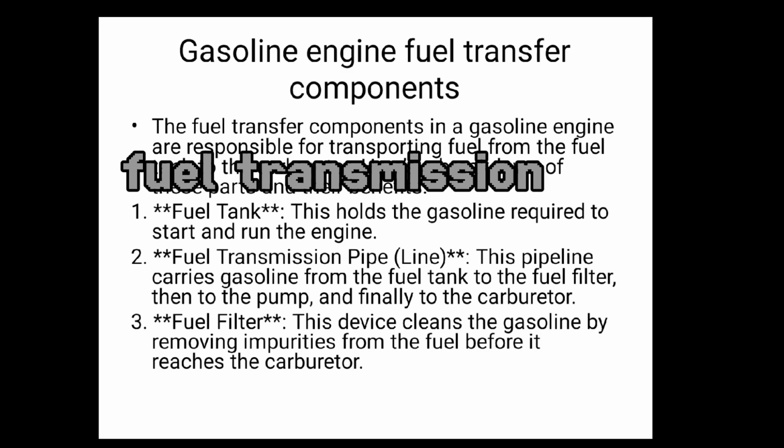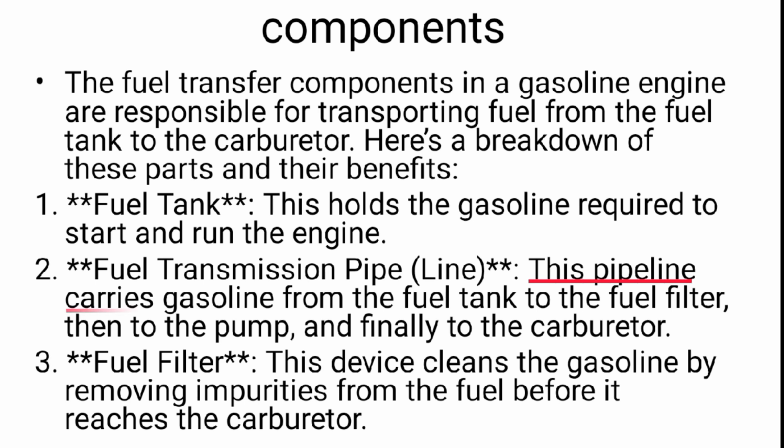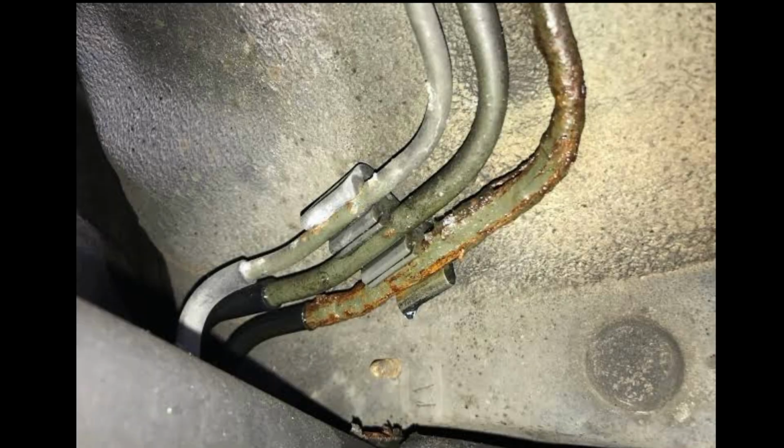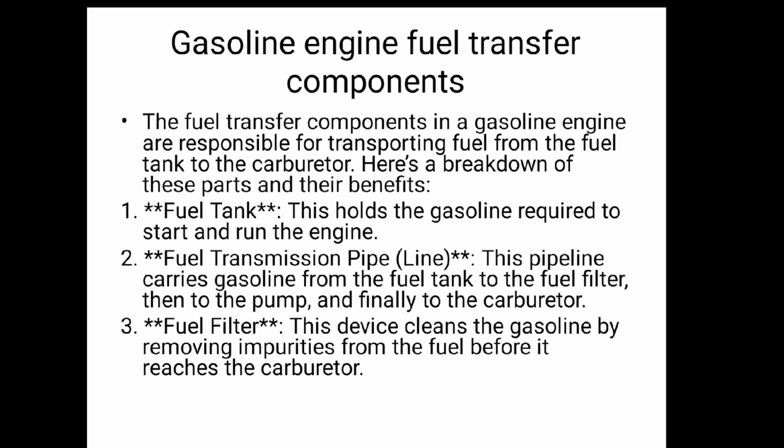The second is the fuel transmission pipe or line. This pipeline carries gasoline from the tank to the fuel filter, then to the pump, and ultimately to the carburetor. So this line is crucial. It's the arterial highway for your vehicle's lifeblood. Now the third is the fuel filter.